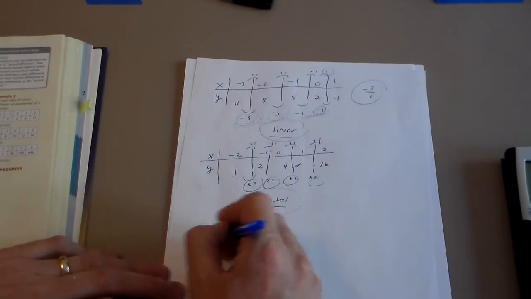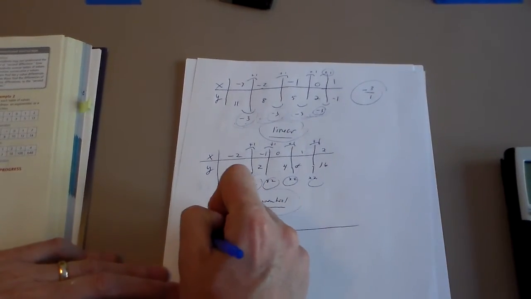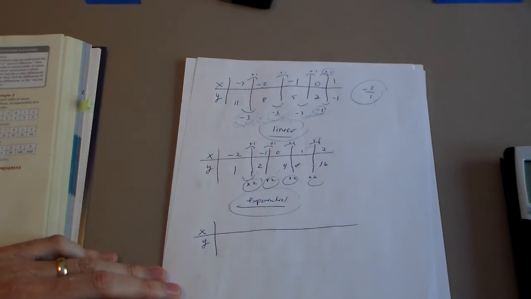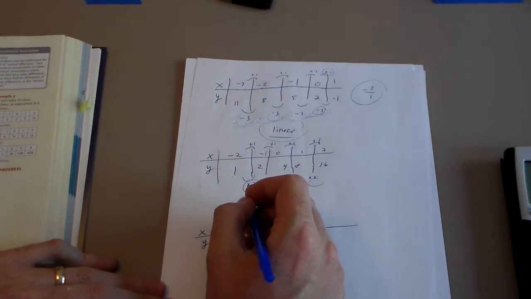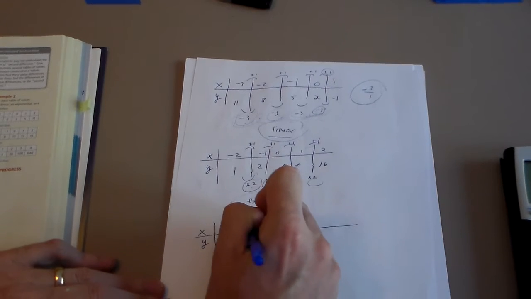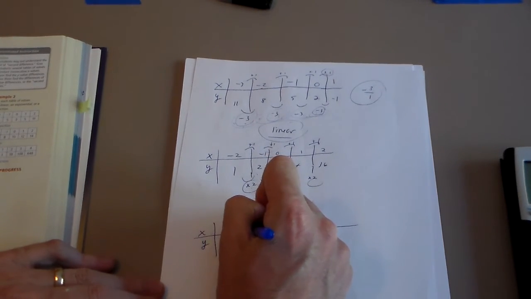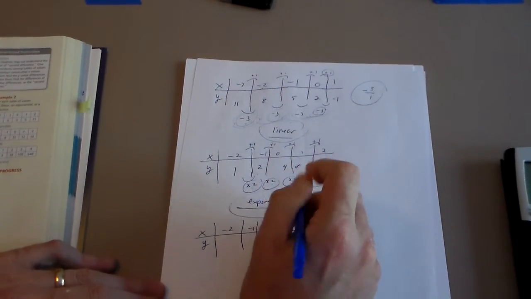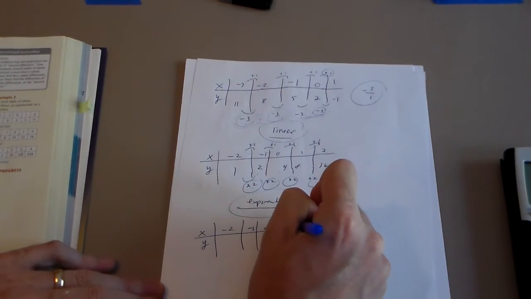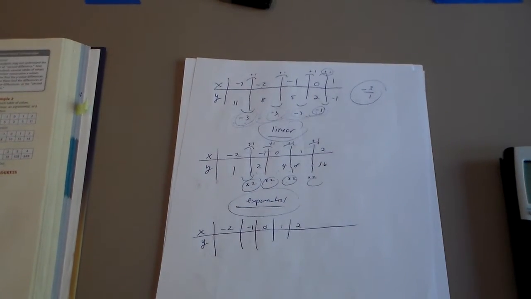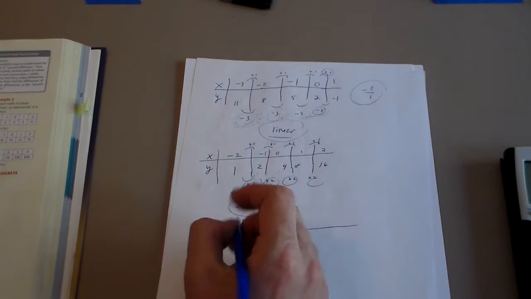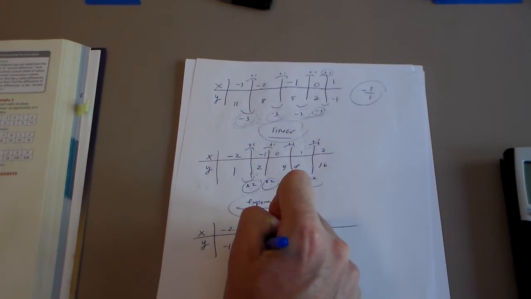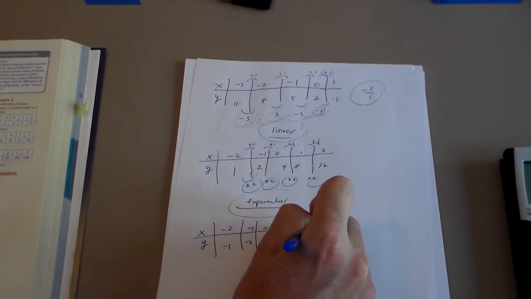Here's our last type. X and Y. Okay, so my X and my Y, I've got -2, -1, 0, 1, 2. And let's say the Y values are -1, -2, -1, 2, 7.